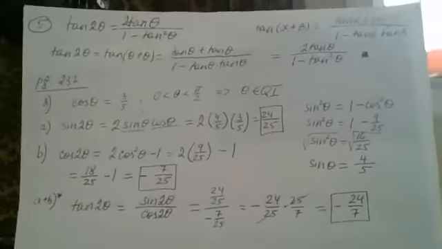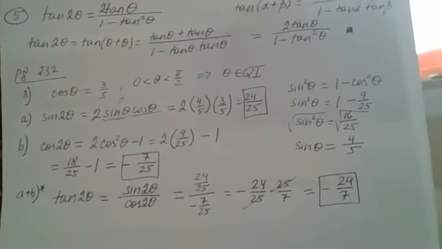And we'll proceed: positive divided by negative is negative. So it will be negative 24 over 25 times 25 over 7. I will cancel both 25s and I am getting the answer for tangent of 2 theta very easily using cosine of 2 theta and sine of 2 theta.